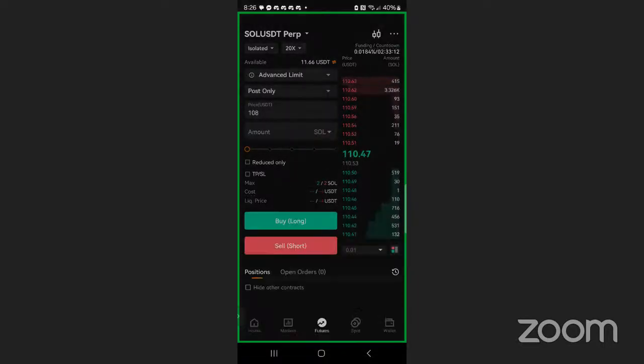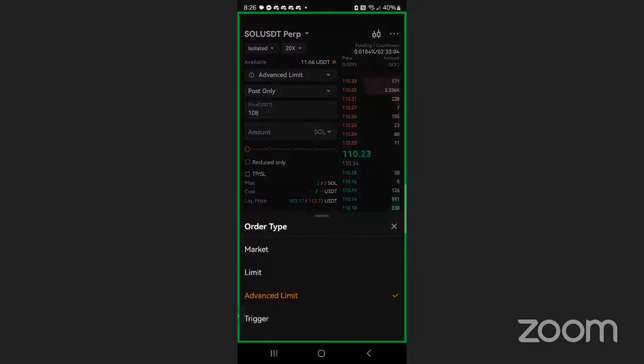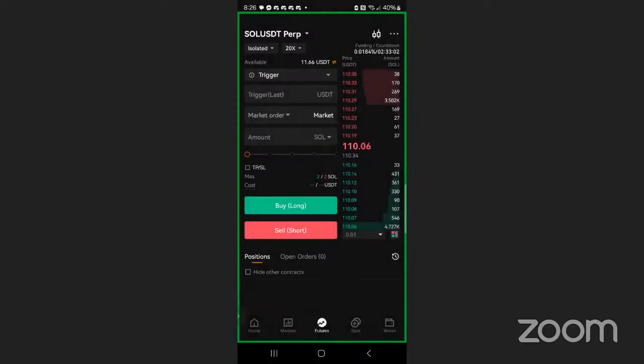Now we have advanced limit. And I'm not gonna lie to you, I haven't used this before. I'm familiar with limits and markets. I'm not familiar with advanced limit and trigger. So I would actually have to look those up myself.